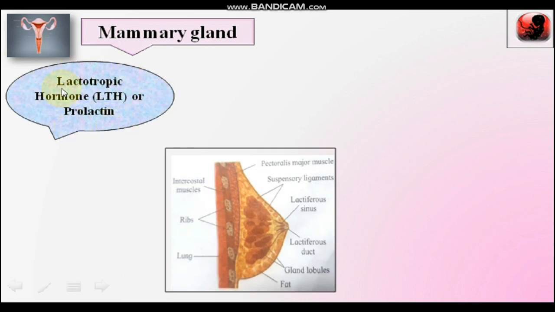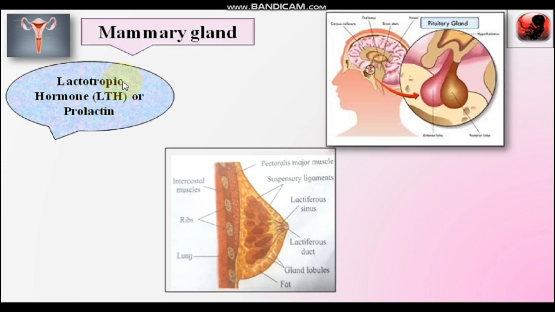Now the question arises, from which source are these hormones secreted? The answer is the pituitary gland. Where is the pituitary gland present? This pituitary gland is present on the ventral wall of the brain, that is the hypothalamus. This pituitary gland is a small-sized endocrine gland. It contains two parts: the anterior lobe or anterior pituitary, and the posterior lobe, known as the posterior pituitary.